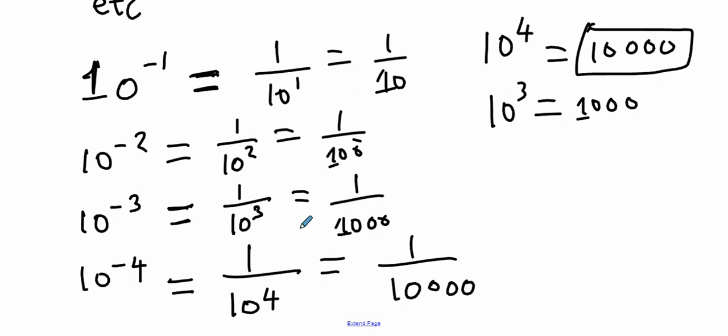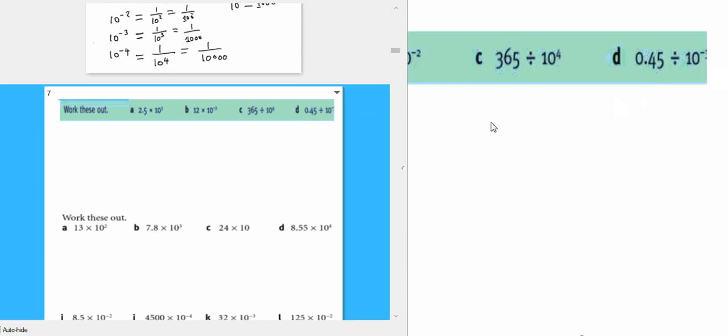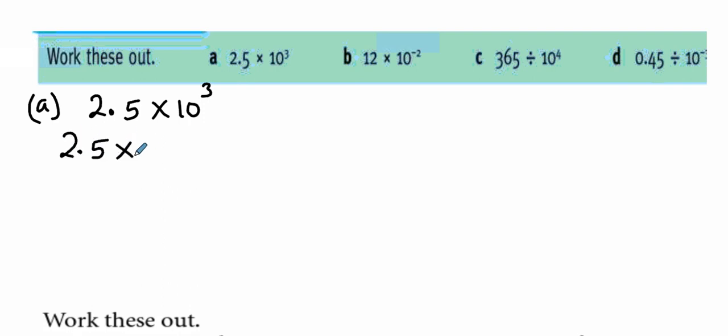See that? Okay, now with that idea, let us see the questions. Question A: 2.5 times 10 power 3. Remember what we said? 10 power 3 is the same as 10 times 10 times 10. And this is the same as 2.5 times 1,000.